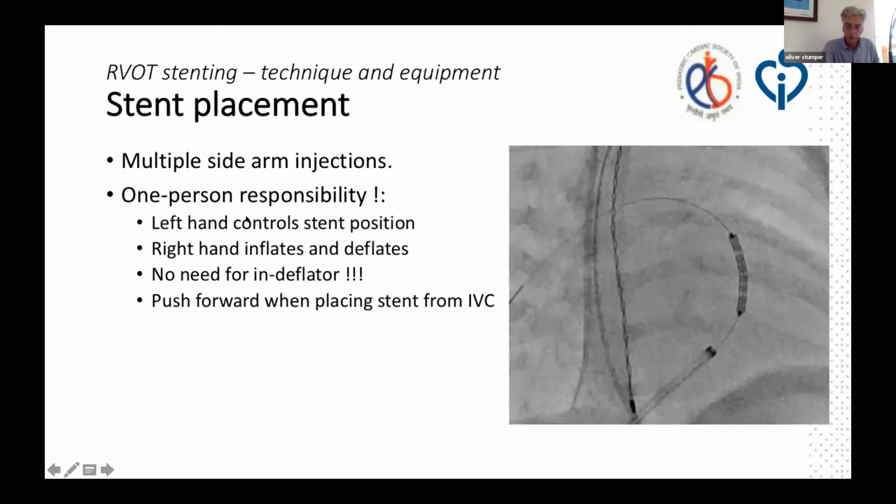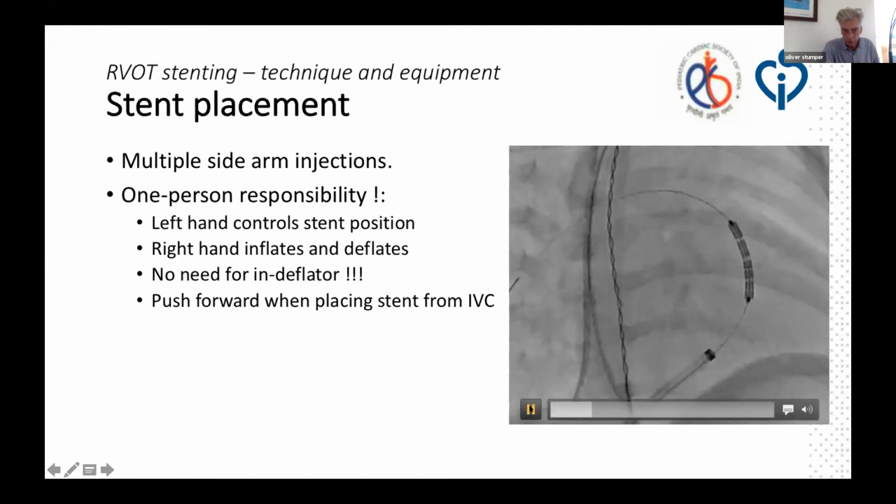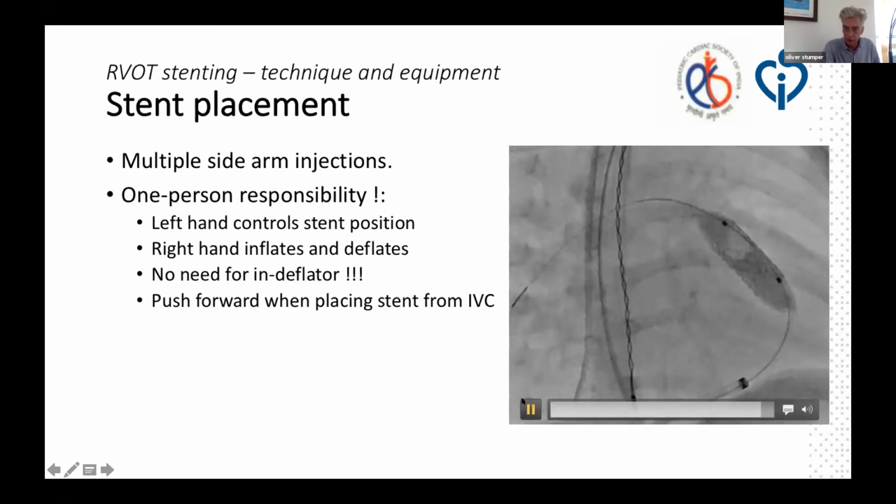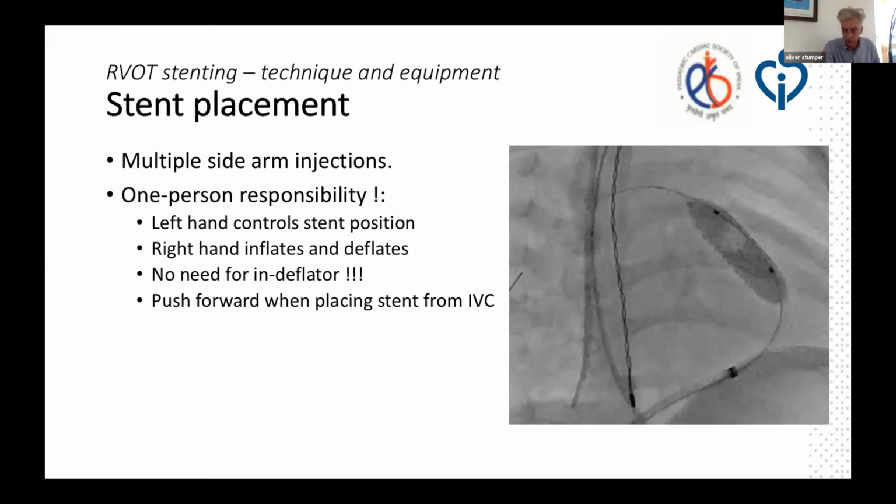So during stent placing, we basically do multiple sidearm injections. In my opinion, it's a one-person responsibility. So once your wire is in distal RPA and nobody touches the wire, possibly put a wet swab on it so that it doesn't work itself out, you can pull back the long sheath, and then the left hand controls the balloon and the stent position, and the right hand inflates. There's no need for an indeflator.